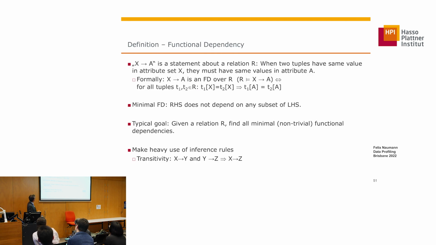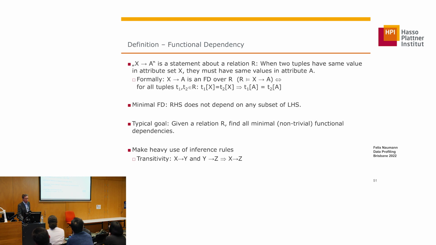So this is the formal definition, but I've told you before: X determines A. X could, by the way, be more than one column. So a set of columns determines one column. You could say, for instance, that a first name or zip code and street determine city. You can have combinations of that sort.